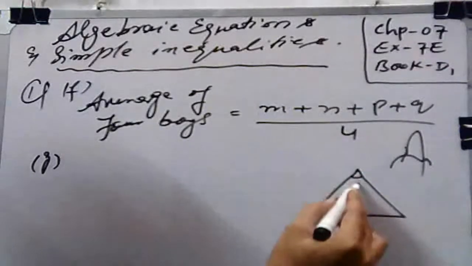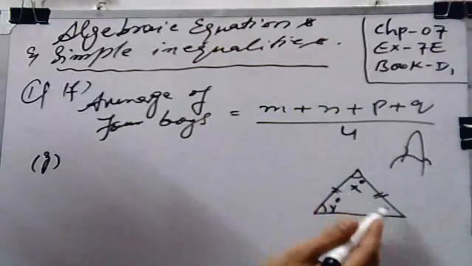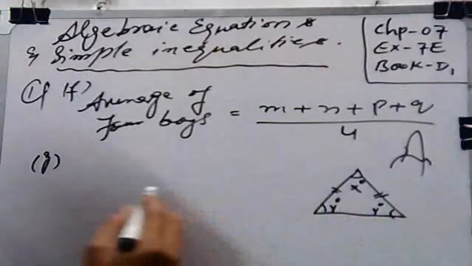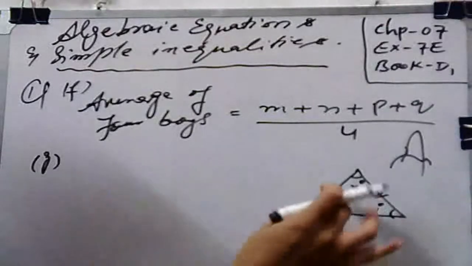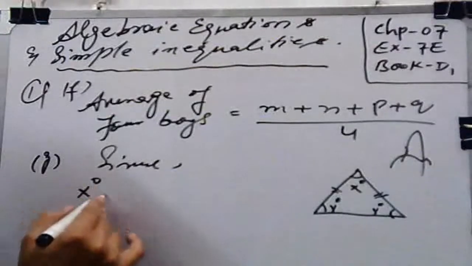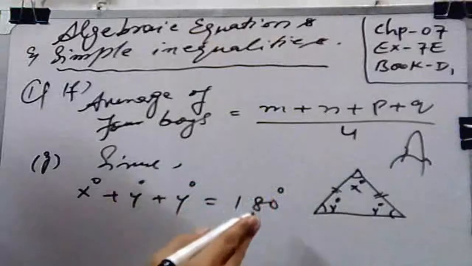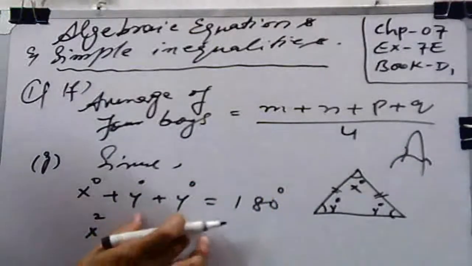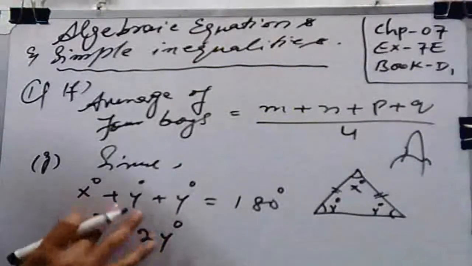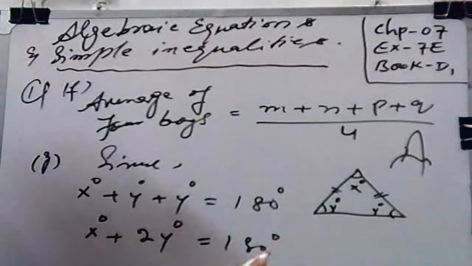In G part, the vertical angle of an isosceles triangle whose base angle is y degree. Suppose you have an isosceles triangle, if the base angle is y degree and that one is your x degree, so you know in an isosceles triangle, if two sides are equal, then the base angles should be equal, so that will also be your y degree. So you can write that the sum of interior angles is equal to 180 degree.